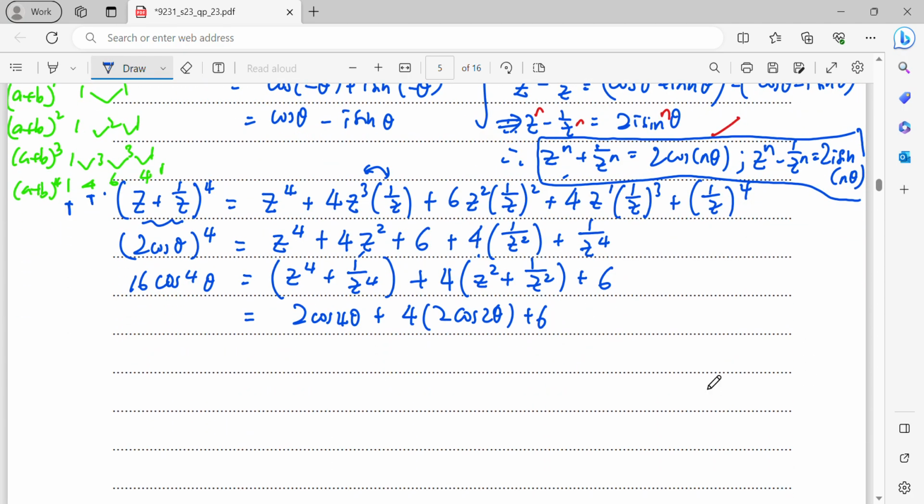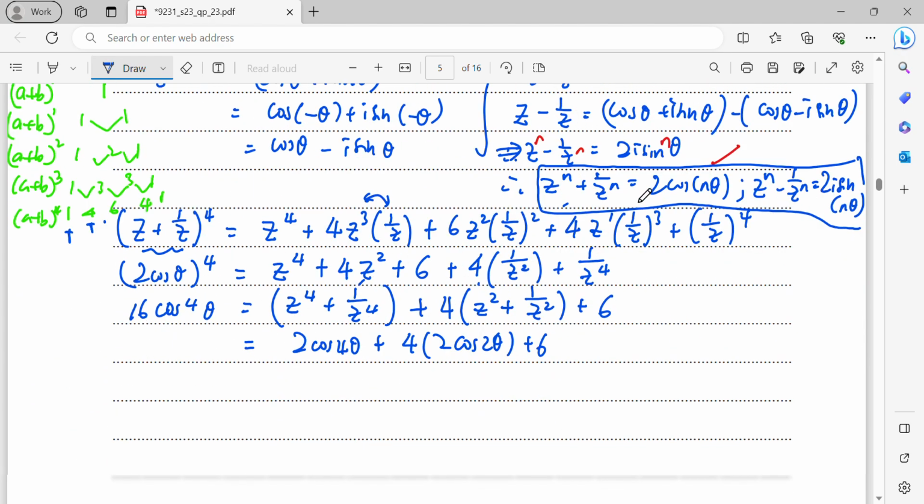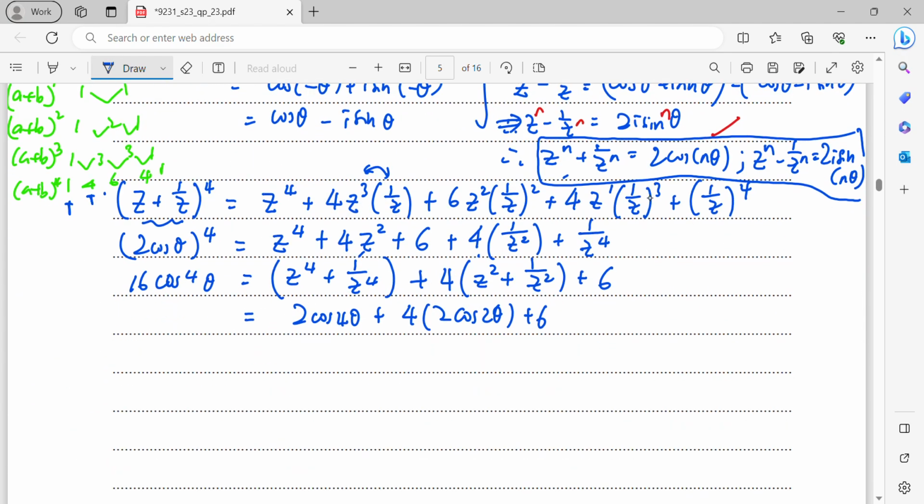Okay, and now when you look at the question over here, we need to get cot power 4. Cot power 4 is actually cos power 4 theta over sine power 4 theta, which means now I need to get my cos power 4 theta. So I move the 16 down, so I will get 1 over 16, then 2 cos 4 theta plus 4 times 2 cos 2 theta plus 6. So I can simplify, I can divide the whole equation by 2, okay?